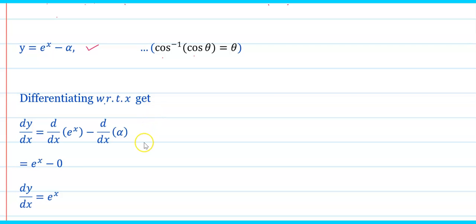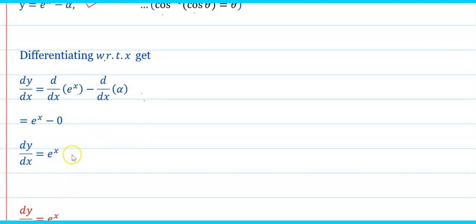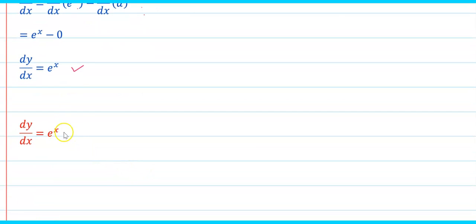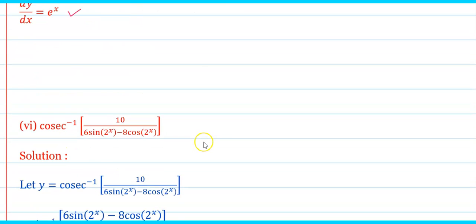Now differentiate this with respect to x. dy by dx is equal to d/dx of e raised to x minus alpha. Derivative of alpha is 0. Derivative of e raised to x is e raised to x. Hence dy by dx is equal to e raised to x.